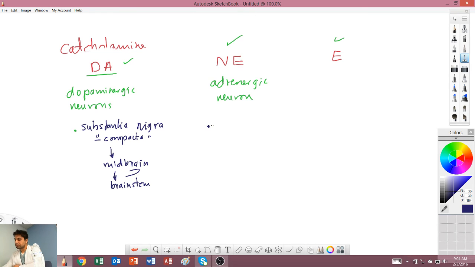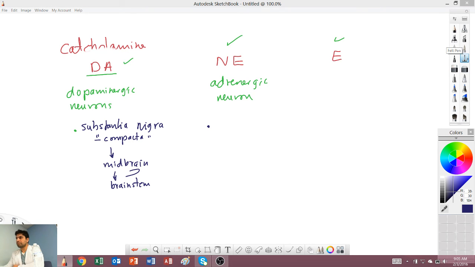Adrenergic neuron. Another way you can think about it, dopamine will look like a circle, norepinephrine like a square, and this one will look like a triangle. They're all very similar in shape. One hydroxyl group is different.